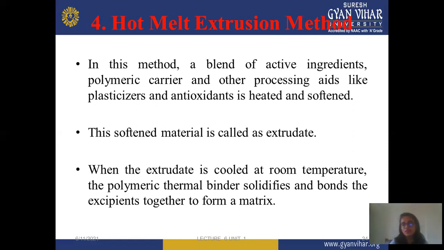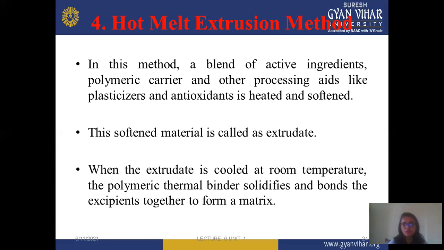A polymeric carrier is also used with these excipients. Means, in this, you first blend all the active ingredients, and along with the active ingredient you also include the polymer as well as plasticizer and antioxidant, and you heat all these excipients until it gets soft.